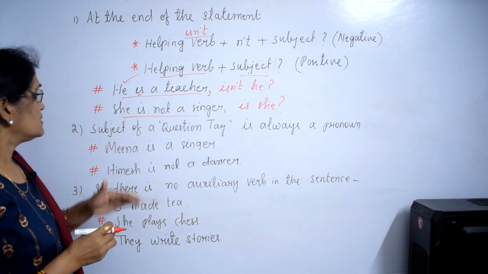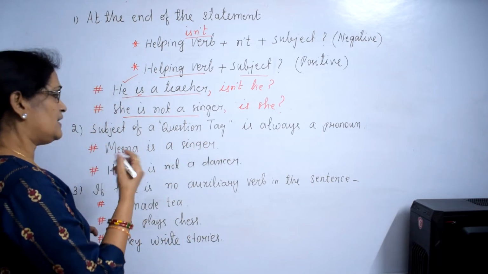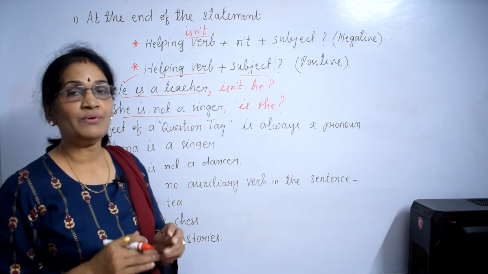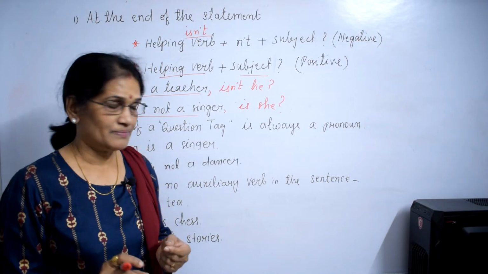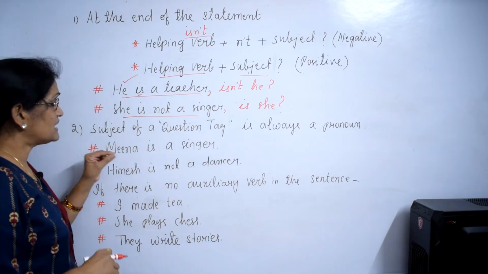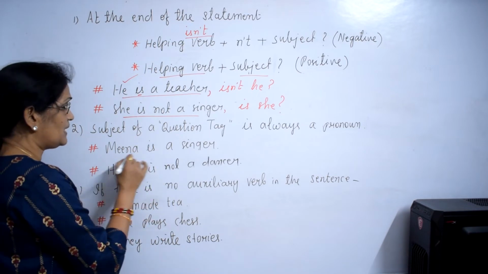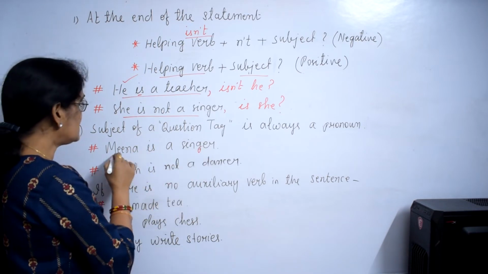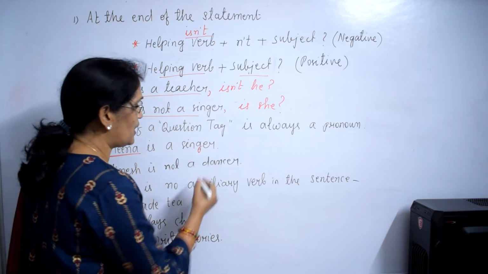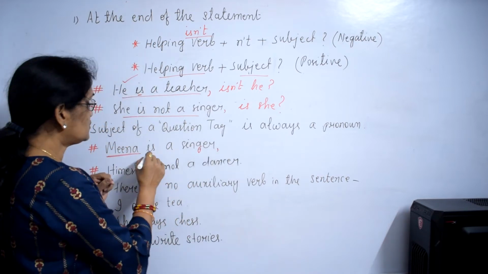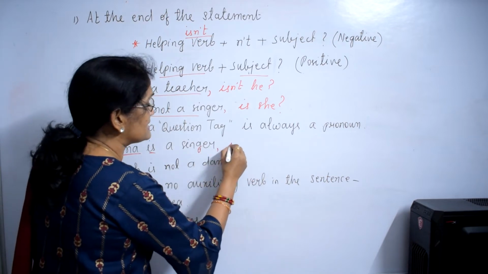Then next rule, subject of question tag is always a pronoun. Okay, if the subject is a noun, while you write in the question tag, then what you write? Pronoun as per the subject. With respect to the subject, we have to write the pronoun. Meena is a singer. This is Meena, a proper noun. What question tag we should add here? This is one positive sentence, so we have to add negative tag. Isn't.